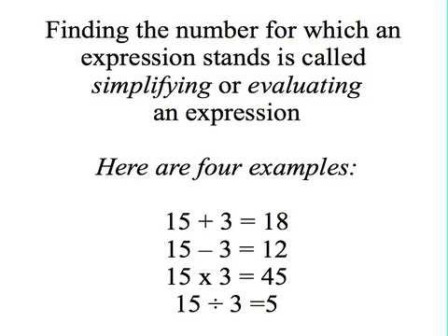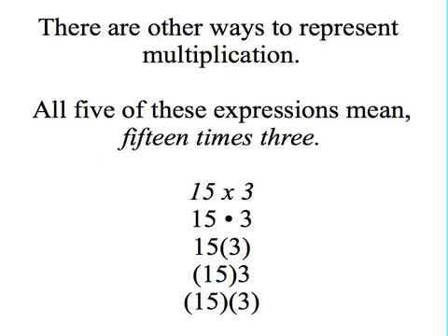Finding the number for which an expression stands is called simplifying or evaluating an expression, and here are our 4 examples. They're simplified, or you could say they're evaluated, and when they're written with the equal sign as shown here, we've now written 4 equations. 15 plus 3 is equal to 18, 15 take away 3 is equal to 12, 15 times 3 is equal to 45, and 15 divided by 3 is equal to 5.